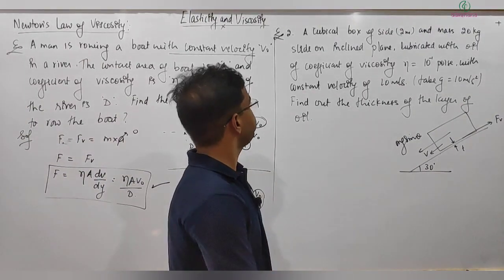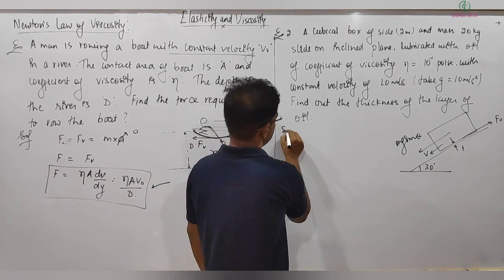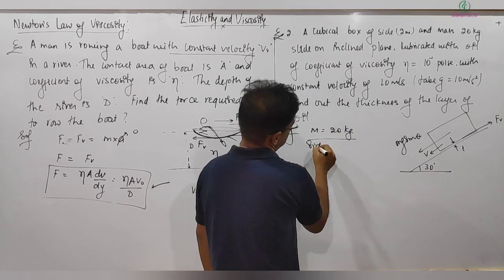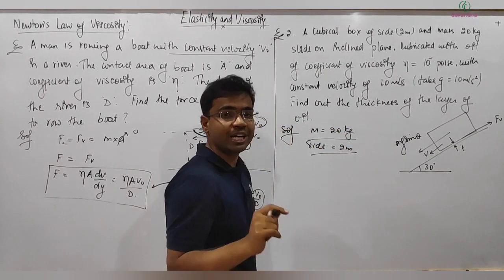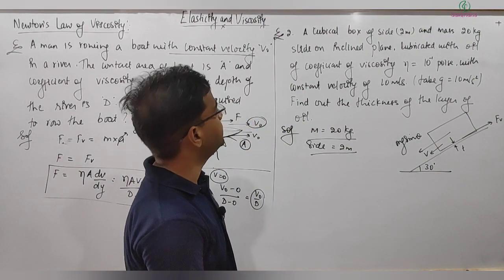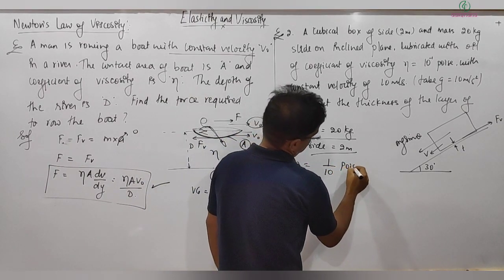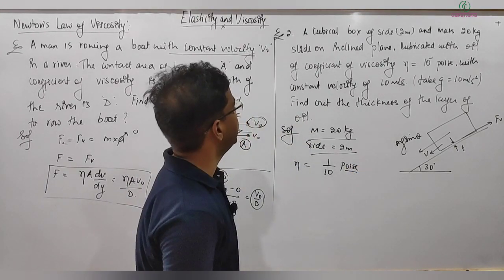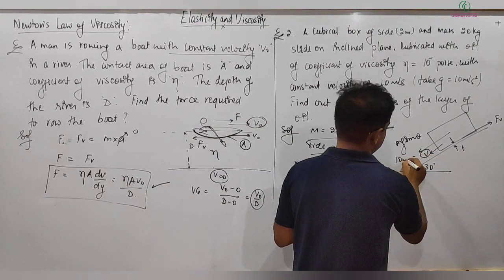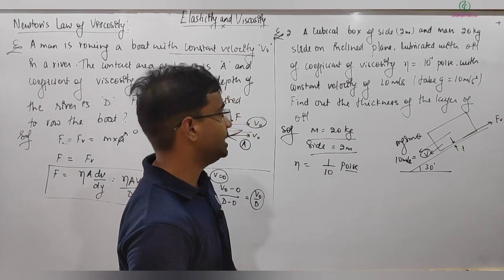Let's see the next problem. A cubical box of side 2 meter and mass 20 kg. So here the mass of the box is 20 kg and the side is 2 meter and it's a cubical box. It slides on an inclined plane lubricated with oil of coefficient of viscosity, so eta is given as 1 by 10 poise, with a constant velocity of 10 meter per second. Taking g equal to 10 meter per second square, find out the thickness of the layer.